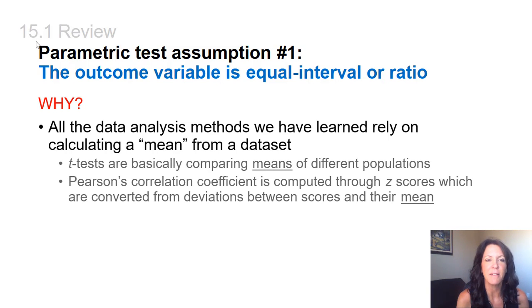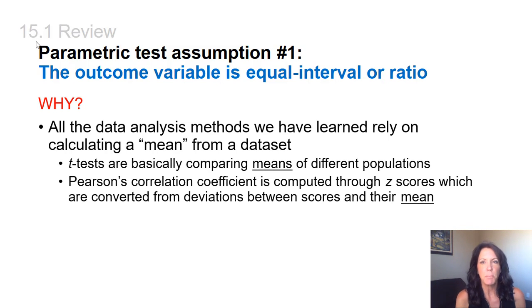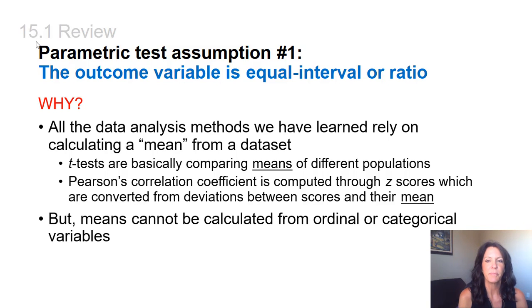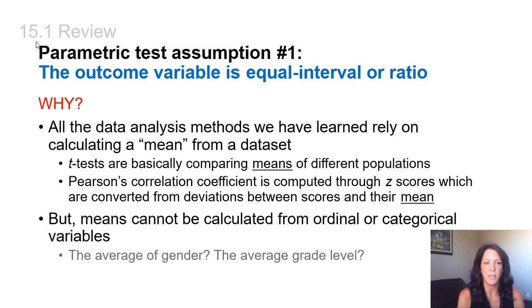We've been using the mean. And t-tests are basically comparing means of different populations, and a Pearson's correlation coefficient is computed through z-scores, which are converted from deviations between their scores and the mean. So we've been computing a mean all the time, and we know that to be able to find a mean, our variable needs to be equal interval or ratio. So we've been kind of stuck with this as our dependent variable. But means can't be calculated from ordinal or categorical or nominal variables. So that's what a parametric test is focused on, these equal interval or ratio data.